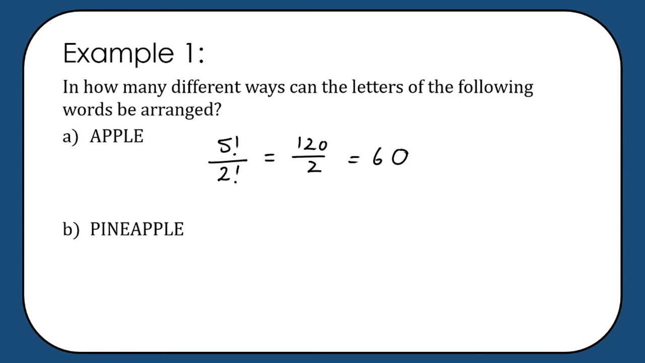If we have the word pineapple, so pineapple has 9 different letters, so 9 factorial arrangements, except we've also got to factor in the repeats. So there are 3 P's, so we need to divide by 3 factorial, and there are 2 E's, so we're also going to need to divide by 2 factorial. So we're going to do 9 factorial, I'm just working this out, divided by 3 factorial multiplied by 2 factorial, which is just 12.